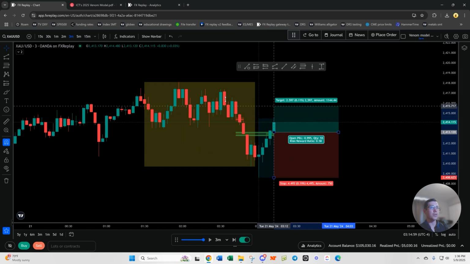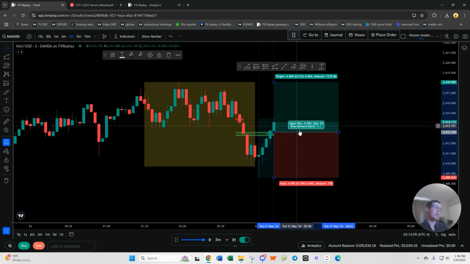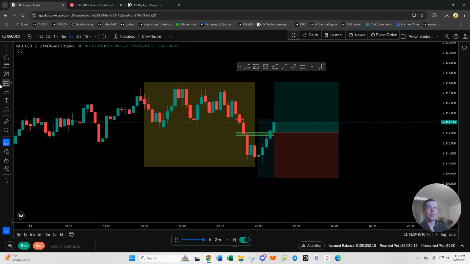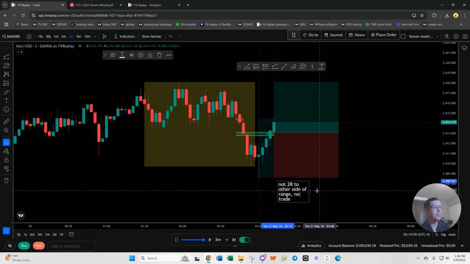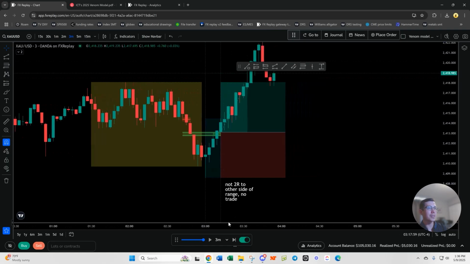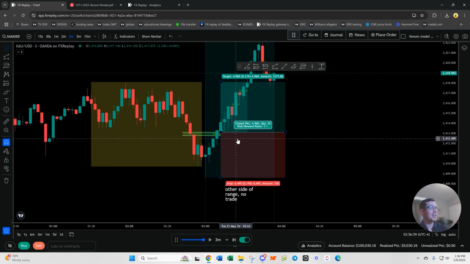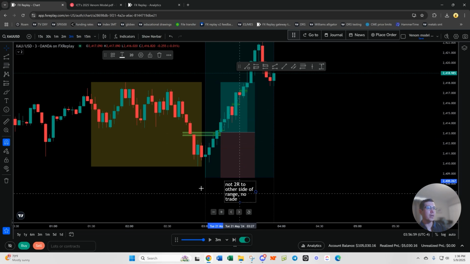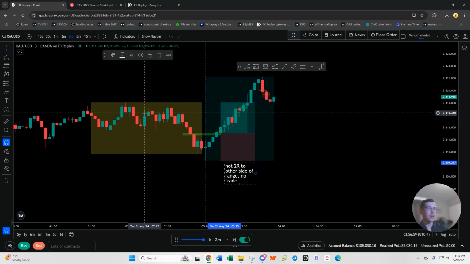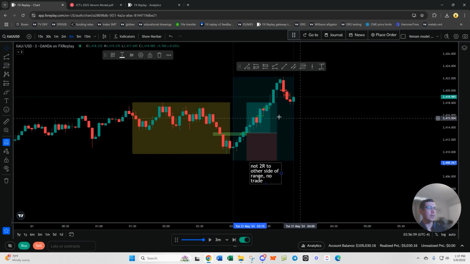I don't think we can get 2 to 1. That's the only thing. We can't get it, it's only a 1.1 R using the limit order for this case. So I would again probably just say not 2R to the other side of range. No trade. So I would just pass on this one. And again, just out of curiosity, you wouldn't have gotten a retest either way, so it wouldn't have even been a trade. It's not something I would have recorded since we couldn't have gotten more than 2R to the other side.